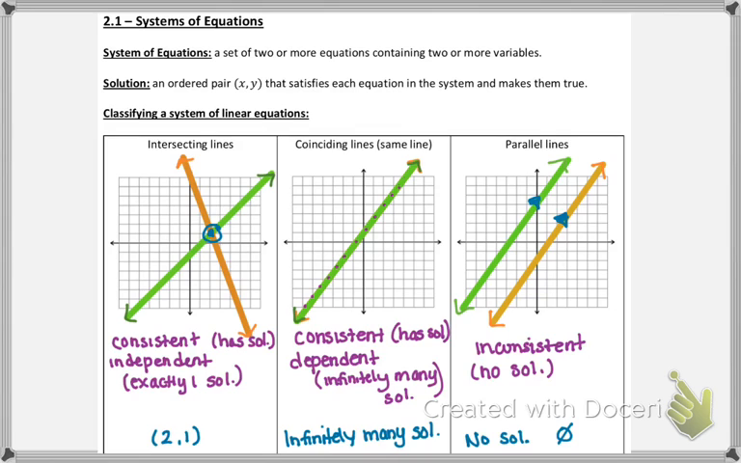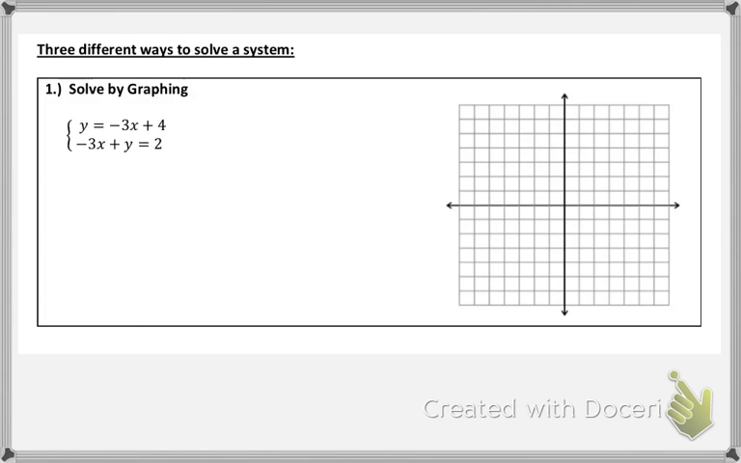So let's take a look at how to solve a system of equations. There are three different ways to solve a system of equations that you might be familiar with. The first method is solve by graphing. So we just graph our equations and find a point of intersection, and that will be our solution, right?